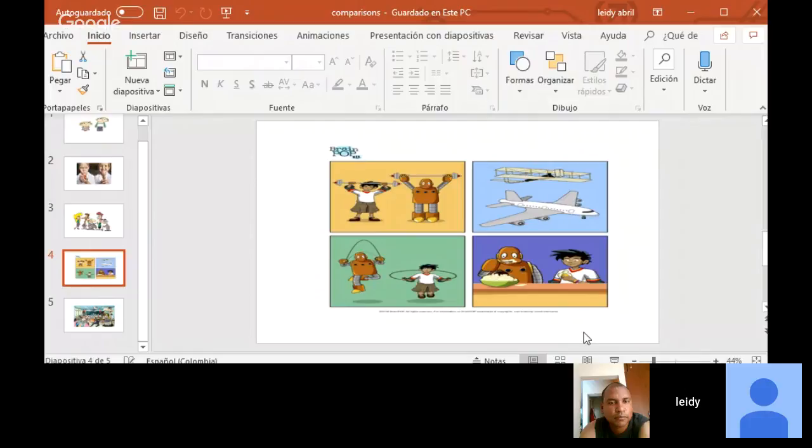The boy is stronger than the other. Excellent. Yes, it can be a good sentence. Okay, say me another sentence.